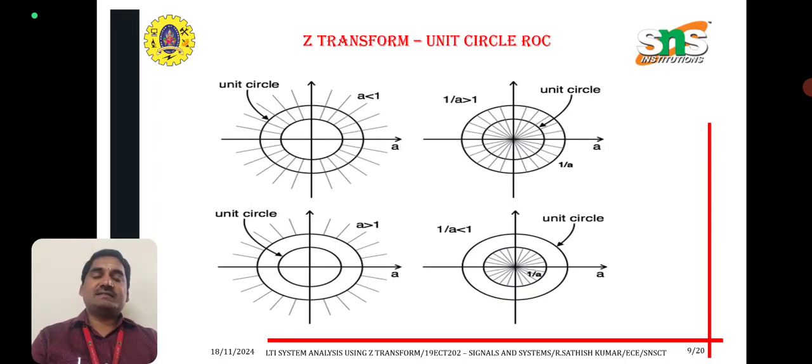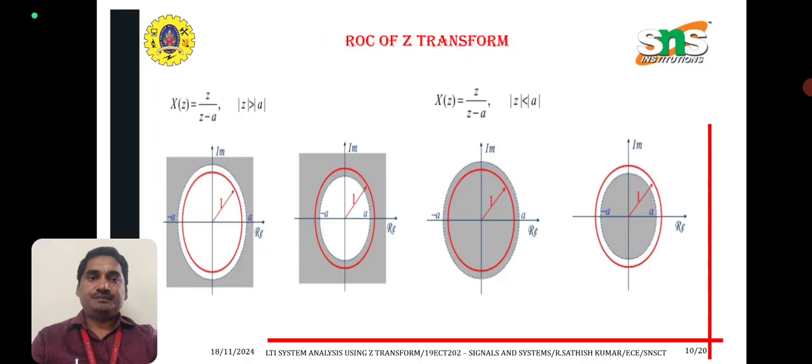This is the Z transform unit circle ROC. When a is less than 1, the outside of the inner circle is the ROC. When 1 by a is greater than 1, inside of the inner circle and outer circle is the ROC. When a is greater than 1, outside of the second circle is the ROC. When 1 by a is less than 1, inside the first circle of the Z plane is the ROC of the unit circle.